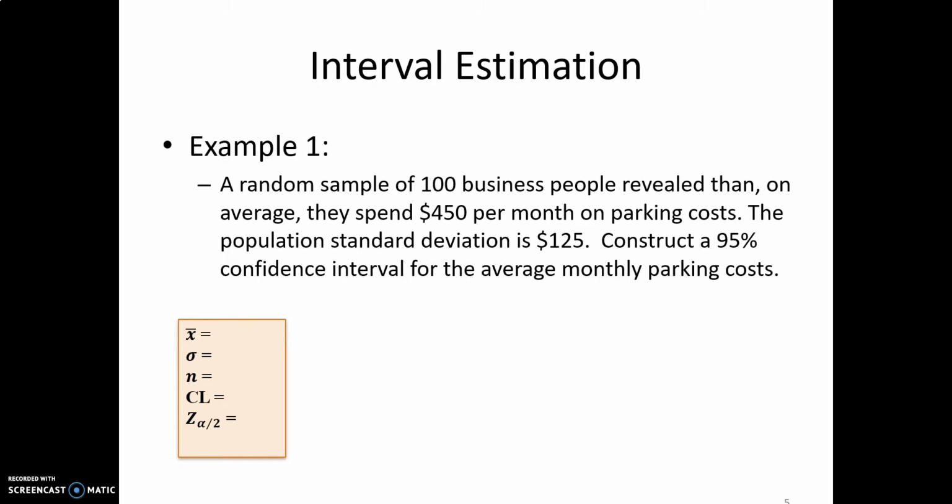In the last video we learned about our first type of confidence interval. It's an interval when the population standard deviation is known, and it's an interval based on the population average. So we're going to look at this example.